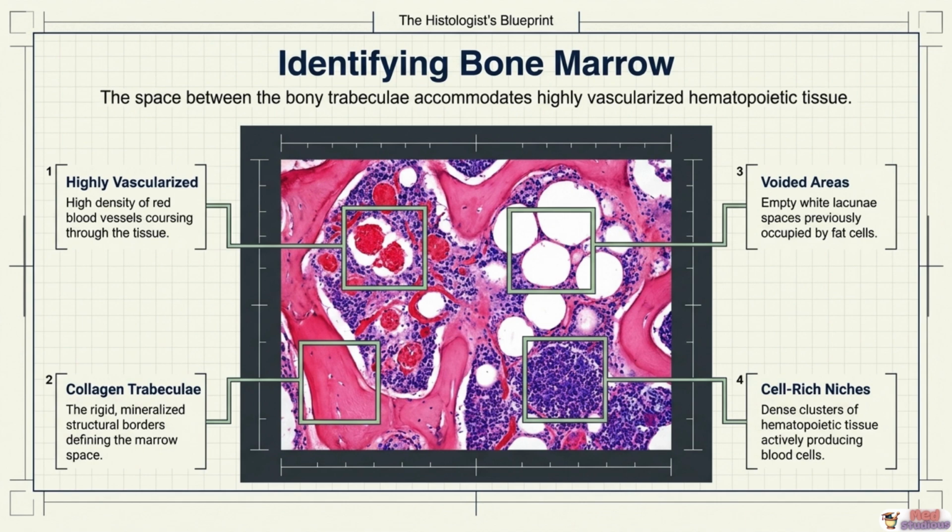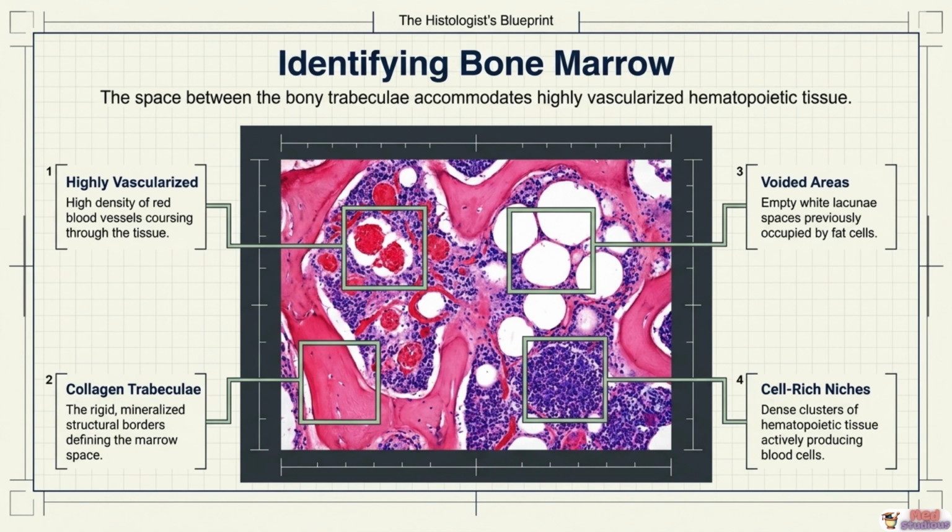First, the collagen trabeculae. These are the rigid, pink, mineralized structural borders that define and partition the marrow space. They are the bony framework, the walls of the marrow compartment, appearing as dense, eosinophilic beams and struts under low magnification. Second, the highly vascularized background. Threading between the trabeculae is a high density of blood vessels, sinusoids, and arterioles. This rich blood supply delivers nutrients, growth factors, and hormonal signals, while also providing the exit route for newly produced blood cells entering the circulation.